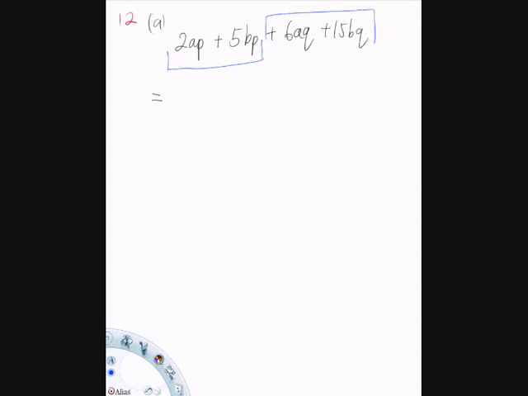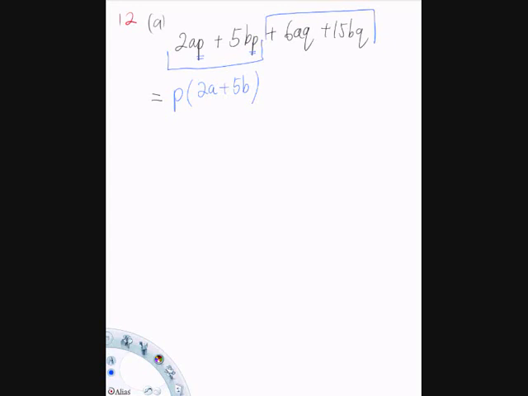2 terms together. For the first group, we need to check, are there any common factors we can actually bring out? In this case, there is a common factor of p for the first group. So when I bring out the common factor of p, I'm left with 2a plus 5b.